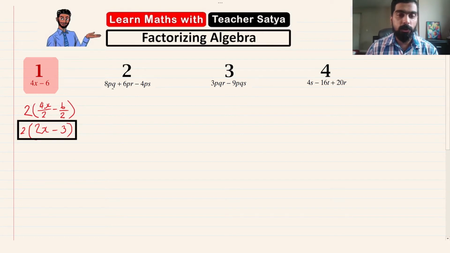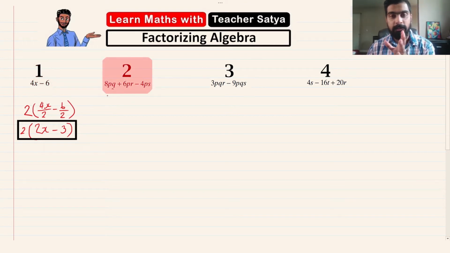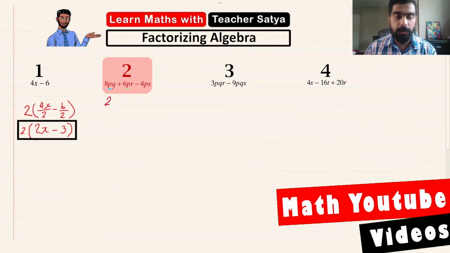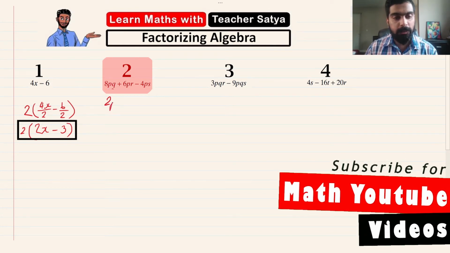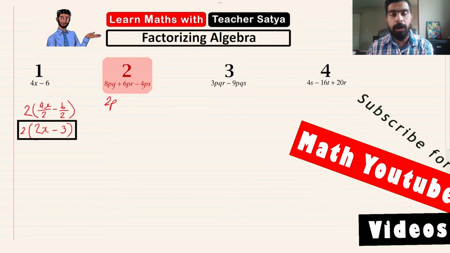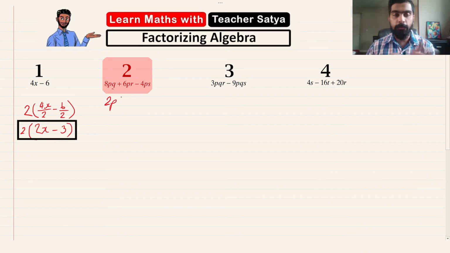Now let's go ahead to question number 2. Alright guys, so first we are going to start by taking the greatest common factor of the numbers. Now for 8, 6 and 4, the greatest common factor would be 2. Okay, now if we take a look at it guys, we have p in the first term, p in the second term and p in the third term. Therefore p would be dragged out in front of the bracket also, and we have q, r, s, and we don't have q or r or s in any of the three terms. Therefore we cannot take them and put them in front of the bracket.